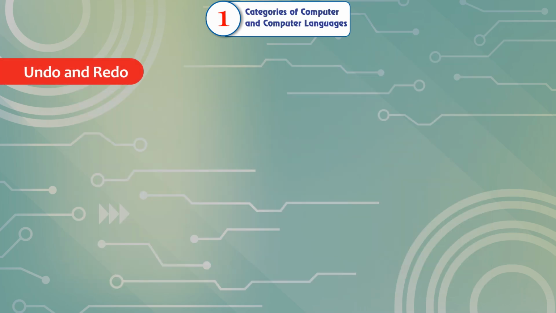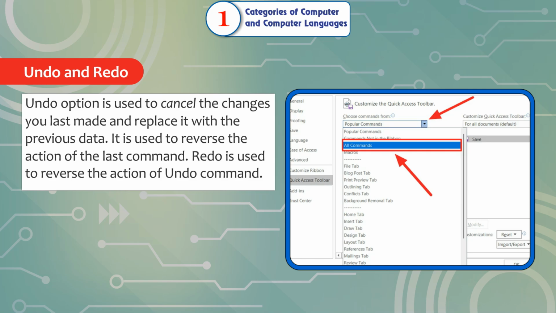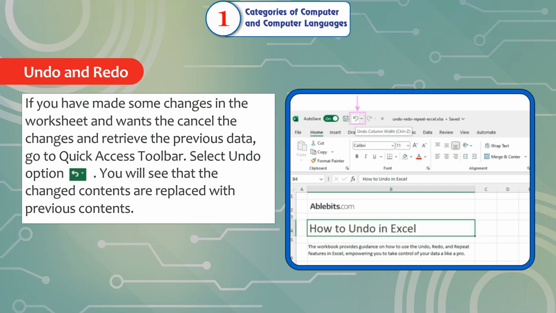Undo and redo. Undo option is used to cancel the changes you last made and replace it with the previous data. It is used to reverse the action of the last command. Redo is used to reverse the action of the undo command. If you have made some changes in the worksheet and want to cancel the changes and retrieve the previous data, go to Quick Access toolbar. Select Undo option. You will see that the changed contents are replaced with previous contents.